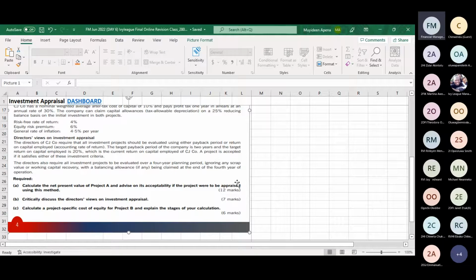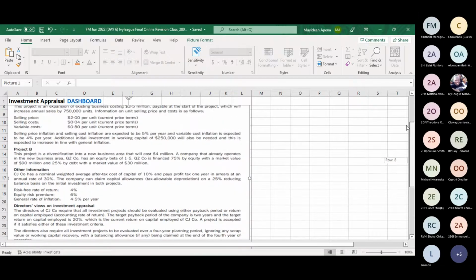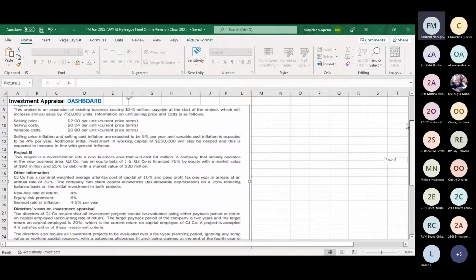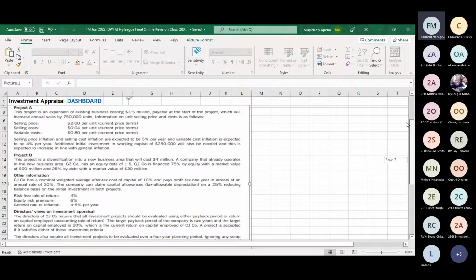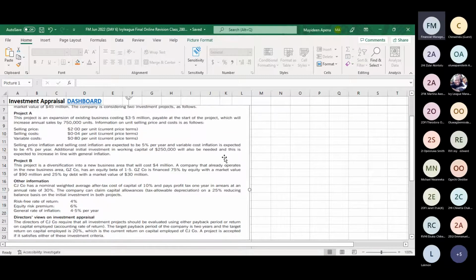So calculate a project-specific cost of equity for project B, and then explain the stages of your calculation. 6 marks. So to earn these marks, you need to also be able to explain the stages of your calculation. So let's look at project B. This project is a diversification into a new business area that will cost $4 million.